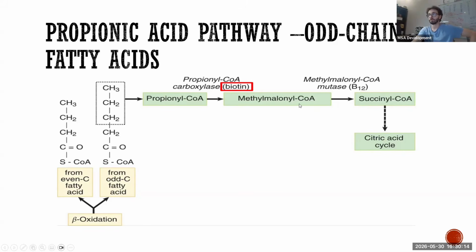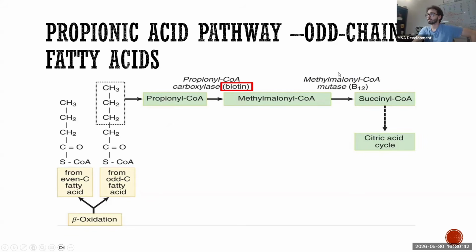Then methylmalonyl-CoA, through the enzyme methylmalonyl-CoA mutase, will become succinyl-CoA. And this enzyme needs vitamin B12. So if we have a biotin deficiency, propionyl-CoA carboxylase will not work, so we can't make methylmalonyl-CoA, so propionyl-CoA will accumulate. However, if we don't have B12, what's this?